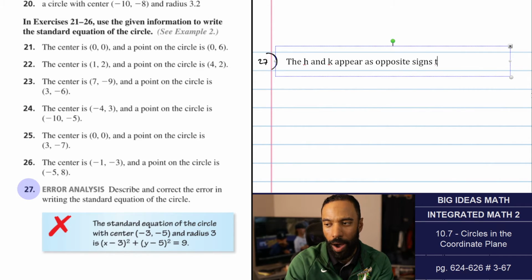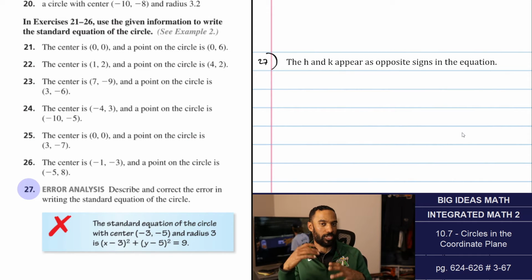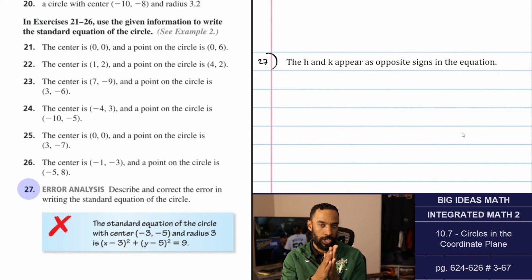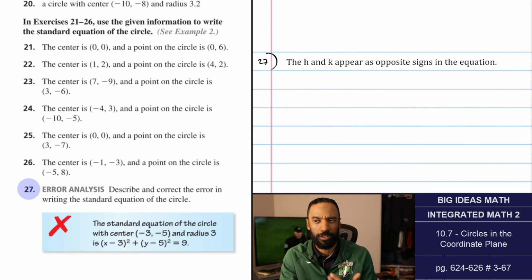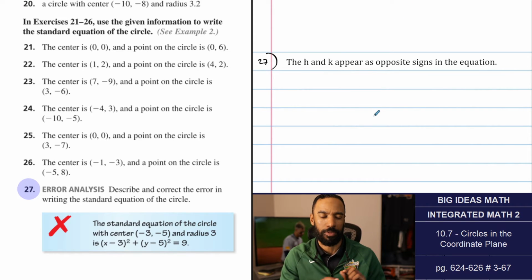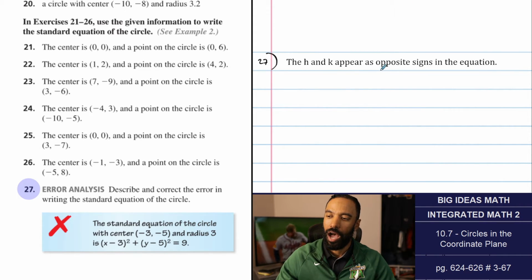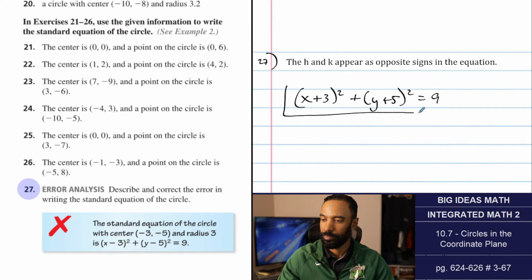Now, if you still don't know why that is as a general thing, it's all about finding the distance from your point to the center. X minus h is how far away your point is from the center in the x direction. Y minus k is how far away it is in the y direction. That's why they're flipped. It's not just like a magic step like, hey guys, in math we flip things. No, there's a little more to it. They have opposite signs in the equation. It should be x plus 3 quantity squared plus y plus 5 quantity squared equals 3 squared, which is 9.